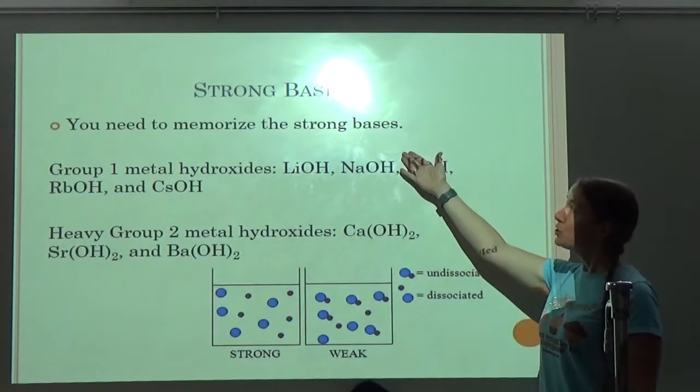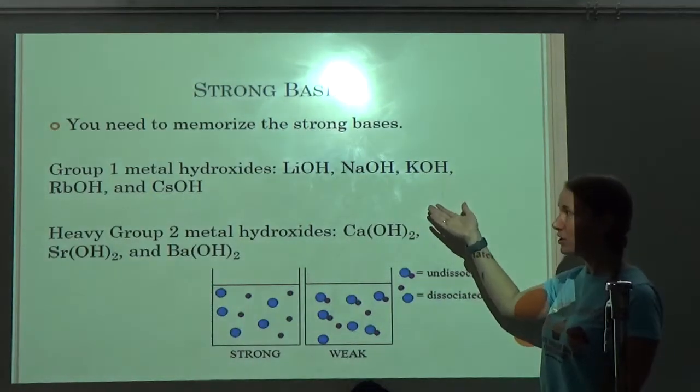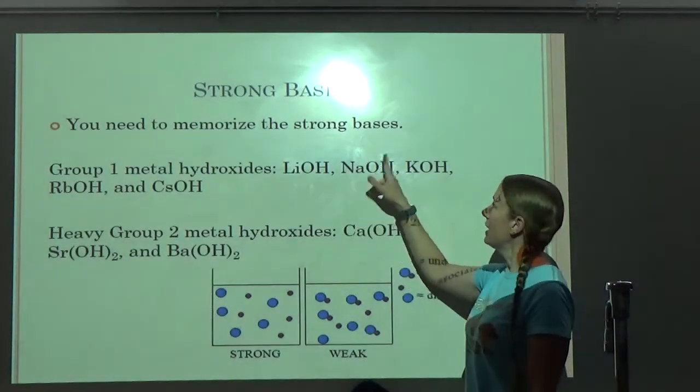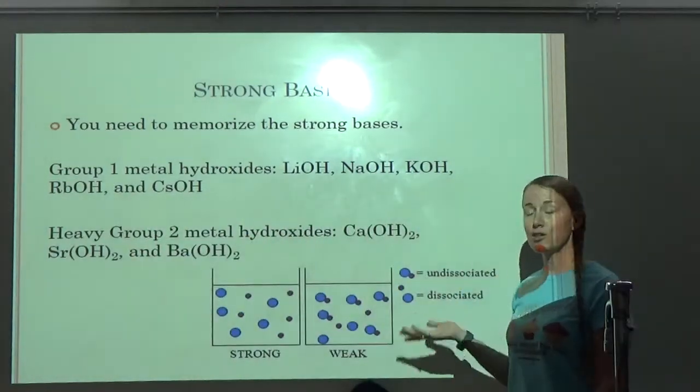You need to memorize your strong bases. So our strong bases are group 1 metal hydroxides. So you have Li, Na, K, Rb, Cs. They're all bonded with OH, hydroxide.